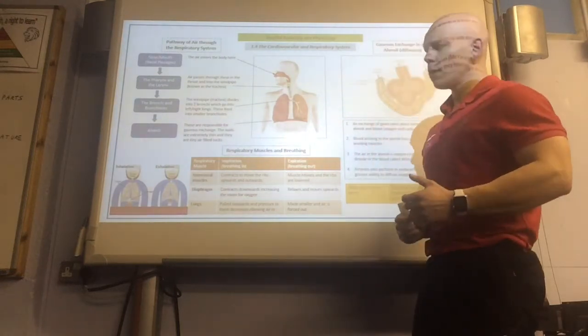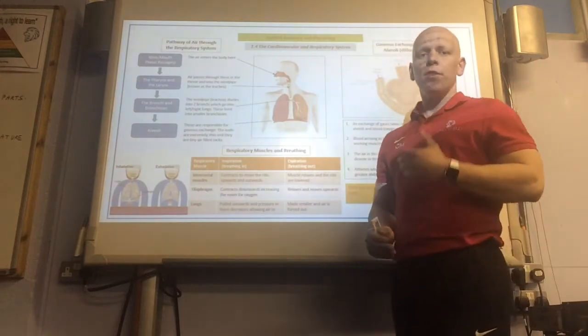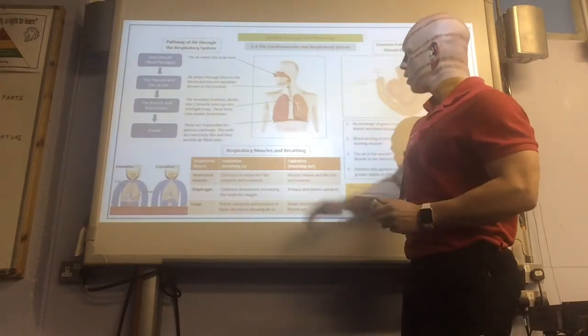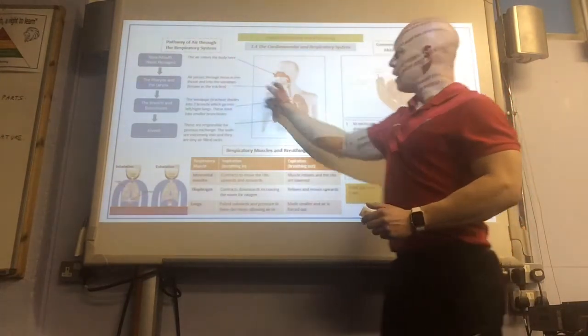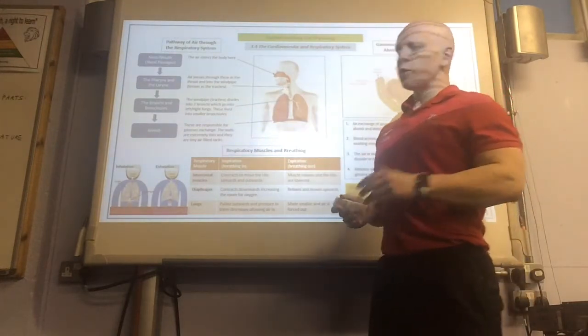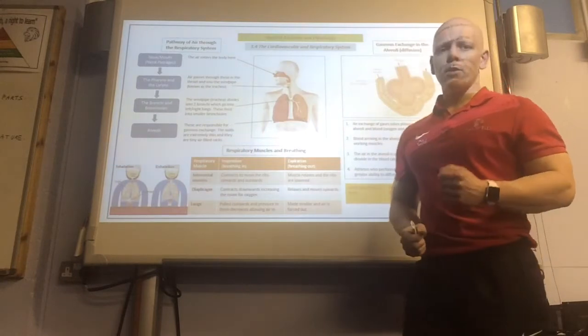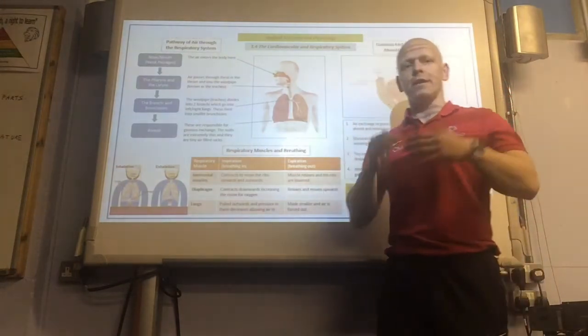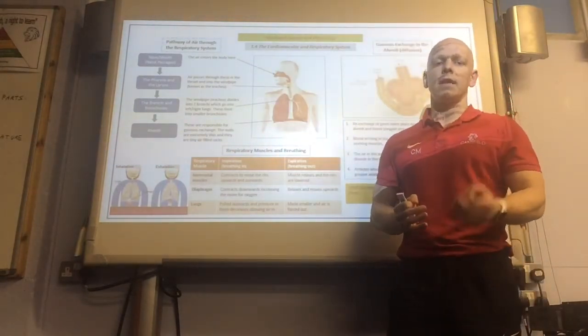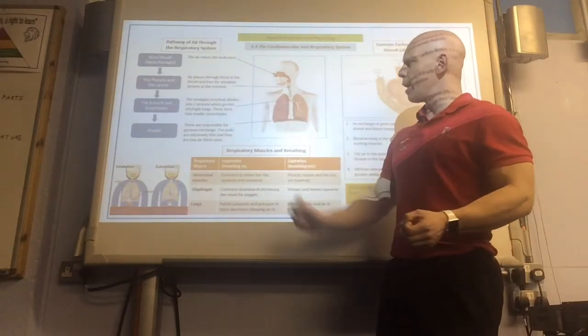So, the first thing we're going to look at is the pathway of air through our respiratory system. As you can see, using your key booklets, the first place is through the nose and mouth. So that's where air enters the body. It says air, not oxygen. Air contains oxygen and loads of other different gases. So air enters through here.